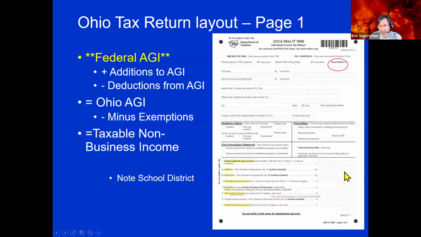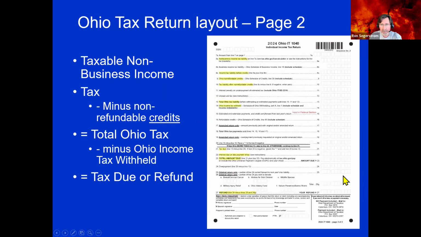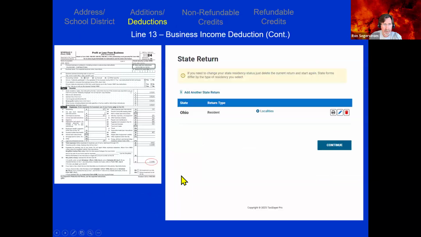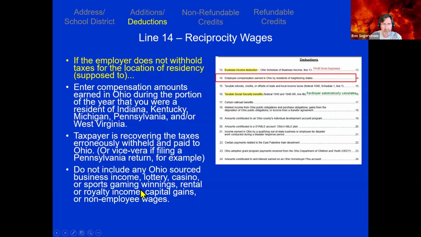It's going to appear as an aggregate. All the things that reduce income are going to show up on this line right there on the front page of the Ohio return. And let's see. Boom. If I can bring that up, we can go over the additions and deduction section, pages 1 and 2, at the end of the presentation.